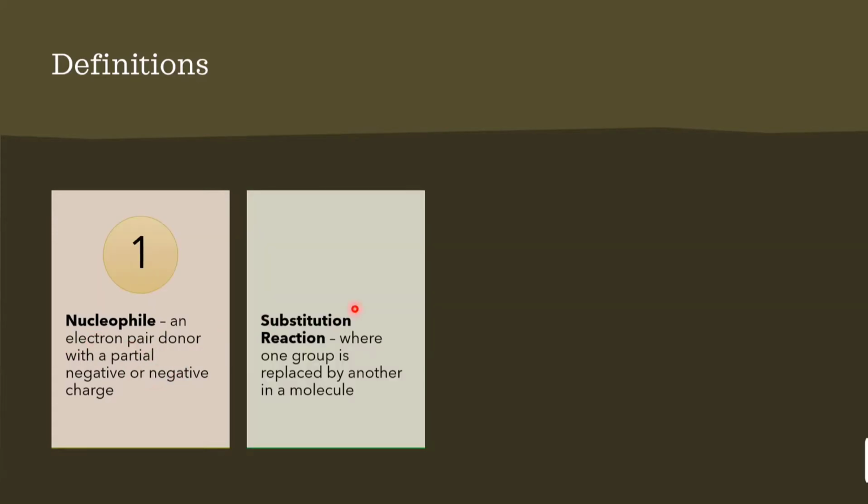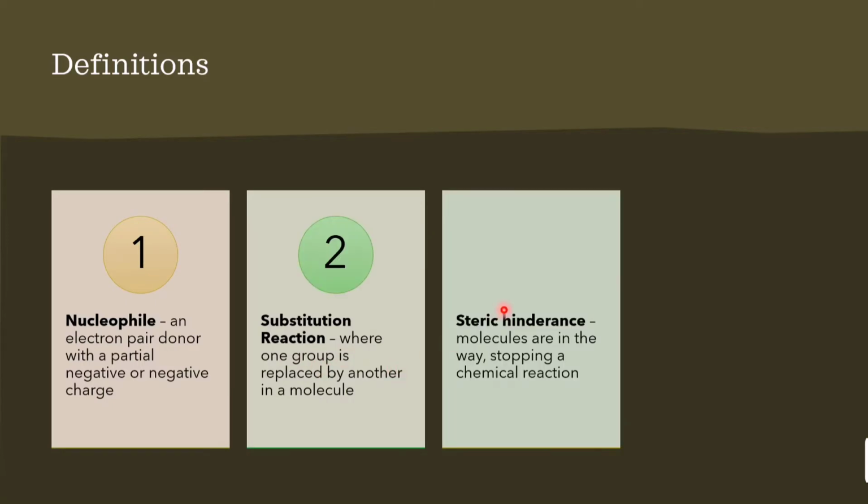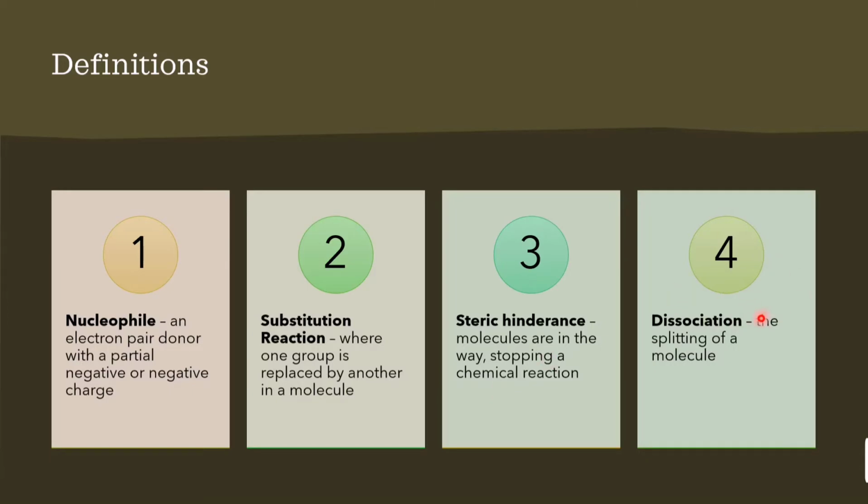And then we have a substitution reaction. So this is a reaction where one group in a molecule is replaced by another. And then we have steric hindrance, and this is when molecules are in the way. So when a molecule is in the way of another, and this is stopping a chemical reaction from happening, and we'll look into this later. Then there is dissociation, and this is the splitting of a molecule. So this is breaking bonds to split the molecule.